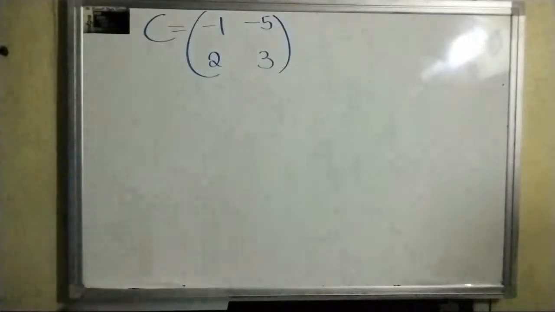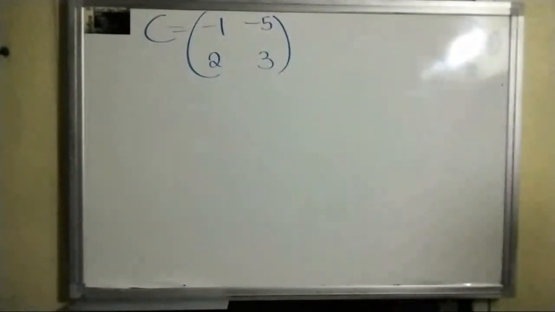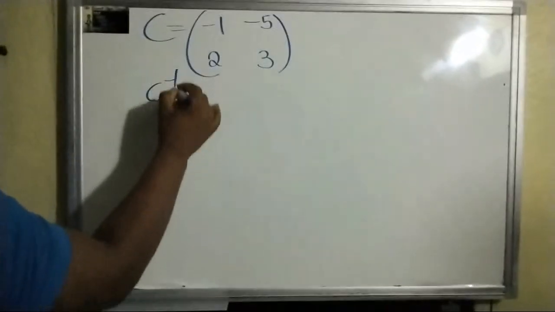Alright. Let's see if you guys can find the inverse of that. So C is equal to negative 1, negative 5, 2 and 3, and you are supposed to find the inverse of C.